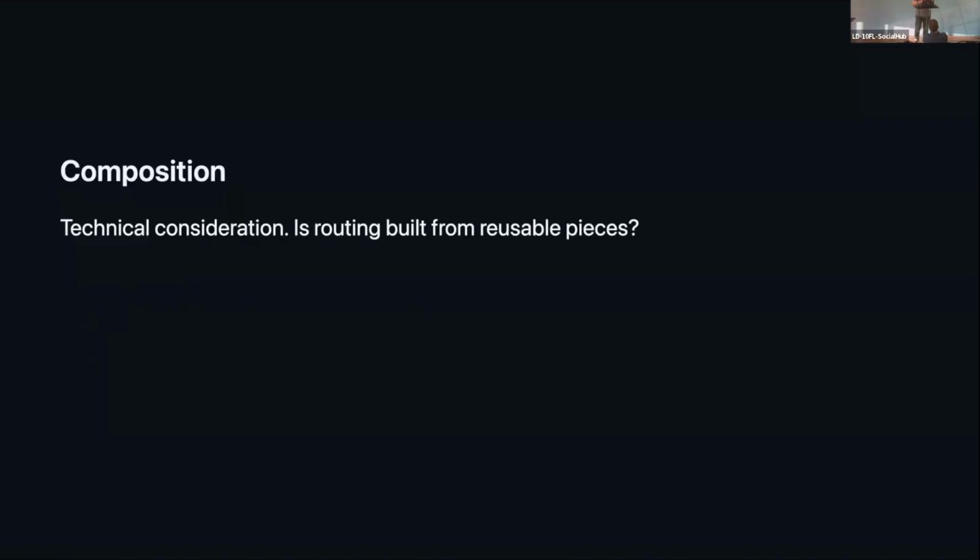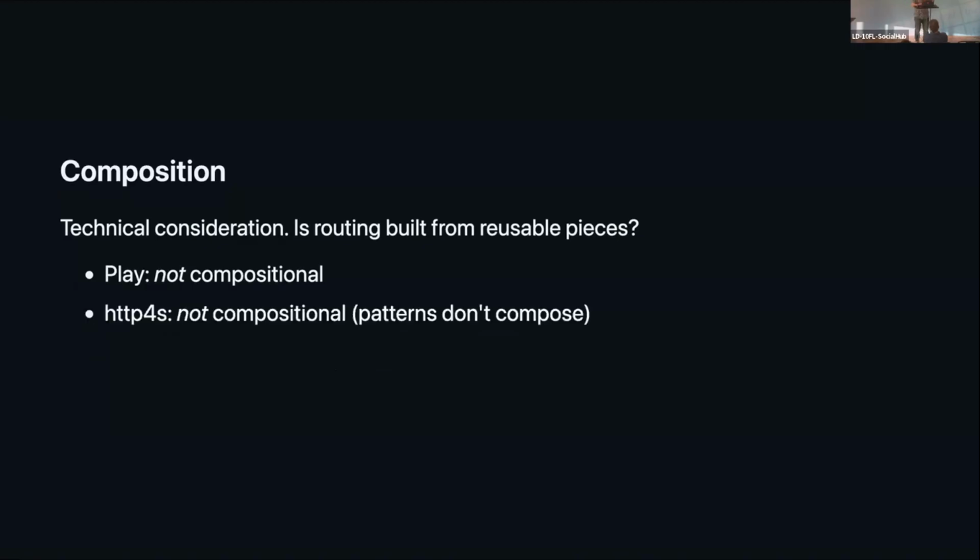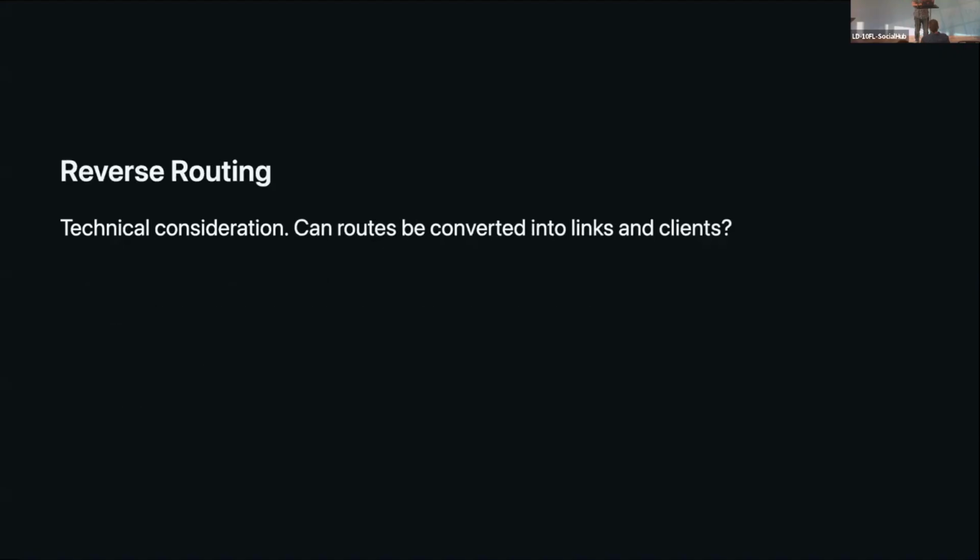So first thing, composition. Is routing built from reusable pieces? We talked about this right at the start. And play, not compositional. It's its own little DSL. There's no way of like naming and extracting bits that I know of. So no composition there. HTTP4S, again, not compositional, it's pattern matching. You can't make a pattern a value and then combine a pattern with another pattern unless you write more custom unapply methods, I guess. They're not really compositional. Tapir, however, is compositional, and crop compositional. Okay, so that's pretty easy.